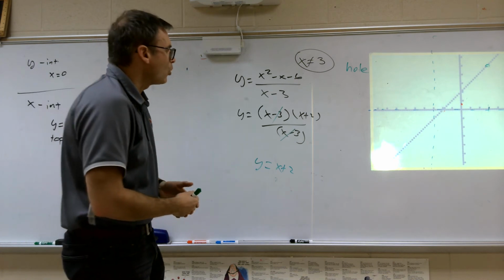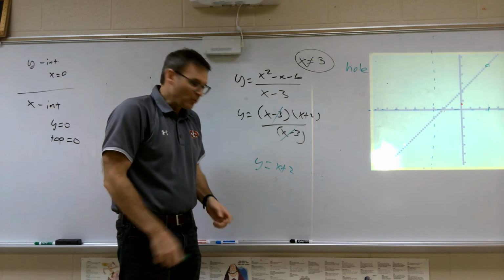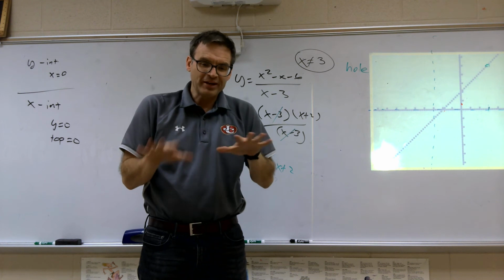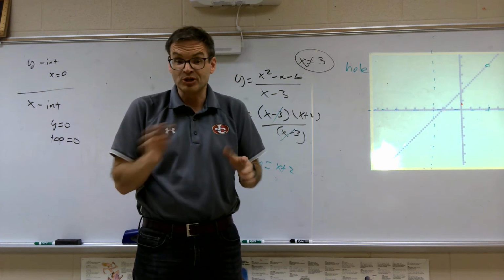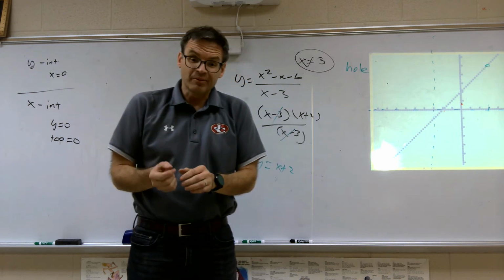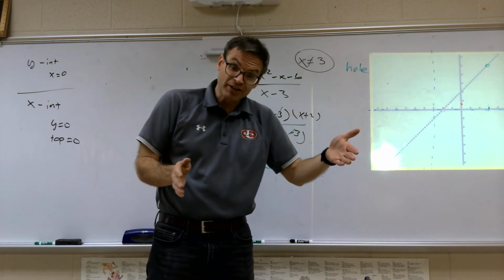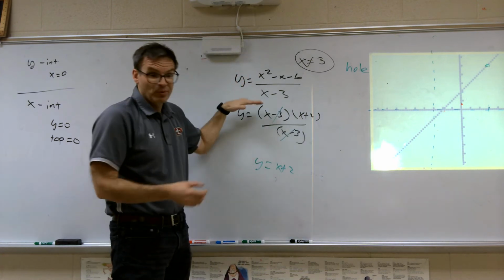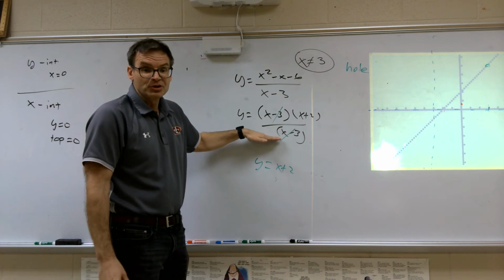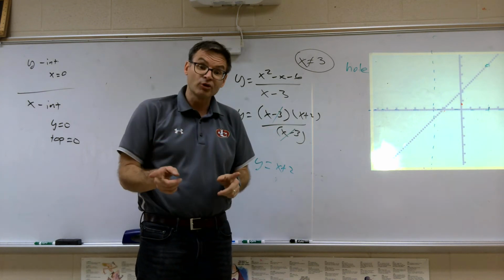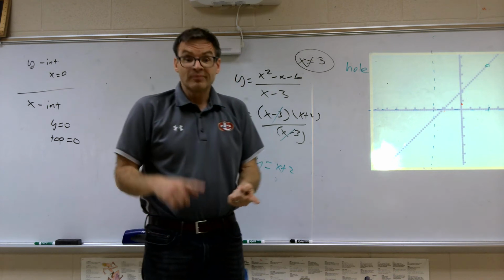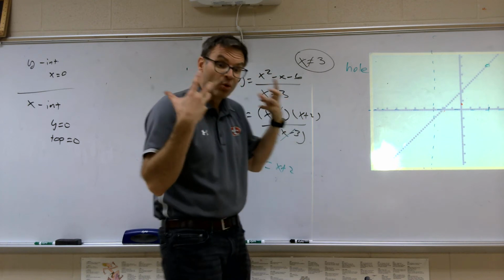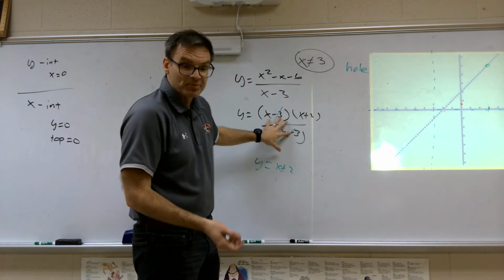Well, what causes a hole is anytime stuff cancels. Yesterday, we talked about the difference between undefined terms: some undefined terms are vertical asymptotes, some undefined terms weren't because they got canceled. Those undefined terms that got canceled were holes. So anytime you have a rational function, when the bottom equals 0, it's going to be either a vertical asymptote or a hole. Yesterday we talked about the vertical asymptotes. Today we're going to talk about a hole, right?